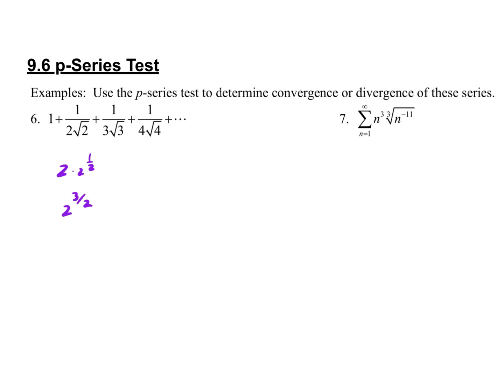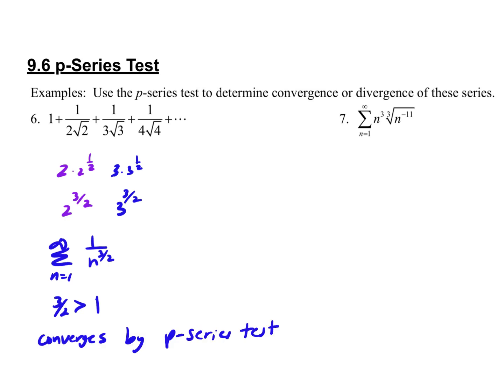Same base. And then if I look at the 3, it's the same kind of deal. 3 times 3 to the 1/2, so that's going to be 3 to the 3/2. So we see this pattern. We're pretty confident now that the p, the power, is 3/2, okay? And of course, 3/2, so this is what the series actually looks like in sigma notation. And so what you do in order to determine convergence or divergence, you just have to say, okay, look, 3/2 is greater than 1. So therefore, it converges by the p-series test. And that's all you have to say, okay?